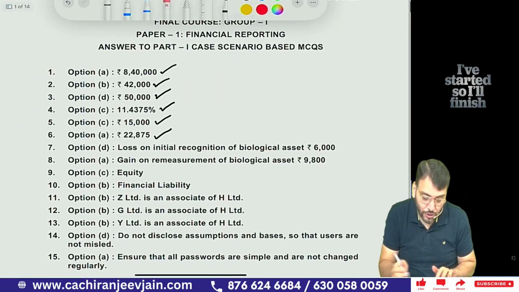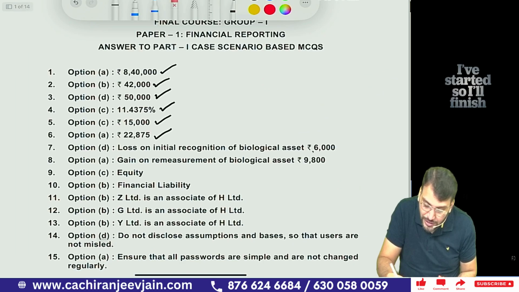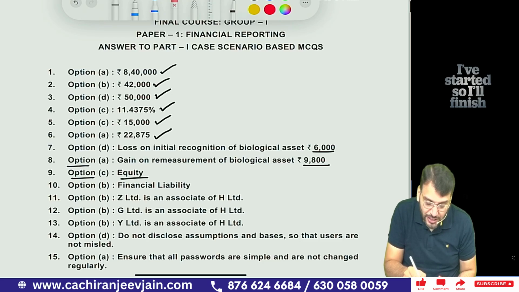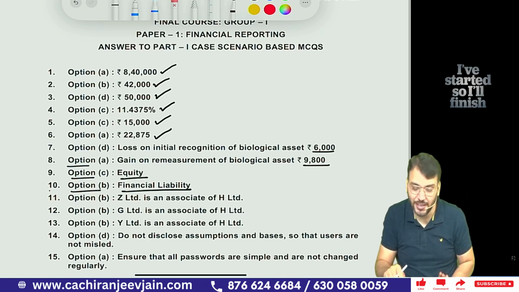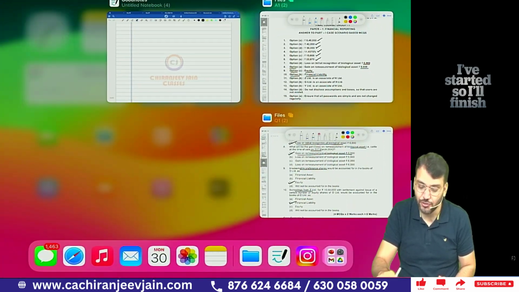What is given? You can see 7 loss is 6,000, 8 gain is 9,800. Option number C is equity. Option number B 10 is financial liability. This is also correct. Got this point? Come to the next question.